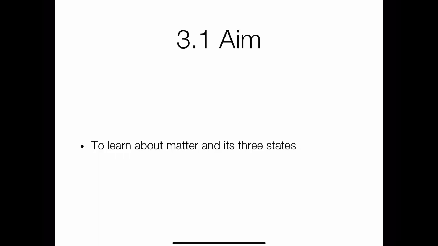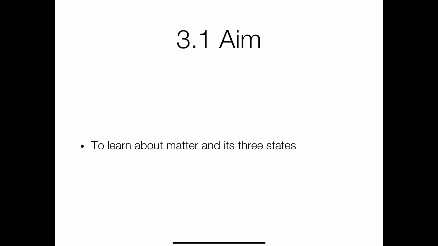Chapter 3 is a little bit different than Chapter 2 because Chapter 3 is mainly conceptual. So, very little math compared to Chapter 2. Our aim for the first section, 3.1, is to learn about matter and its three states.